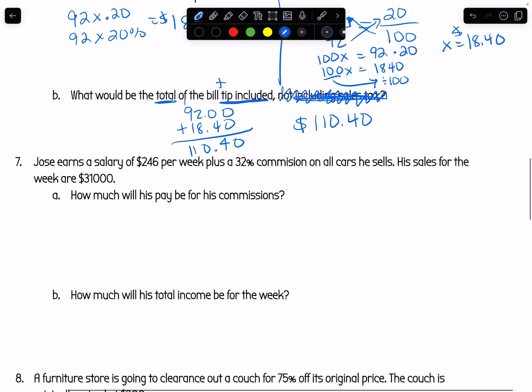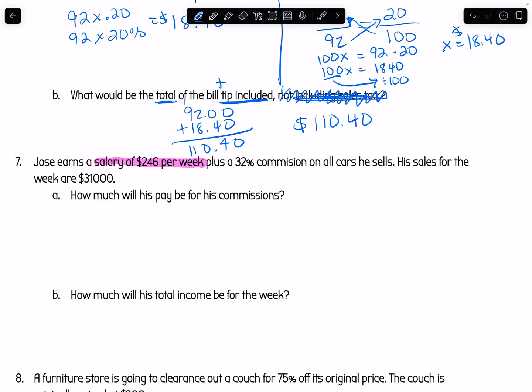Number 7. All right, let's do some things here. Jose earns salary. So salary is once per week. But then it says plus a 32% commission on all he sells. His sales for the week are $3,100. Okay, so let's make sure that we understand what this means. The dude definitely gets $246, right? So that's why I'm putting it down there, because his total income for the week, that's this question. So he definitely gets that, but that's not that much money.